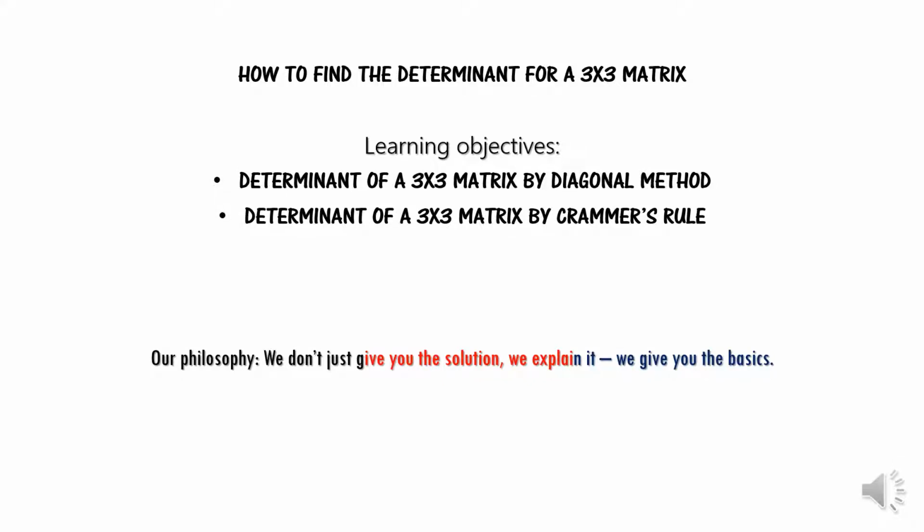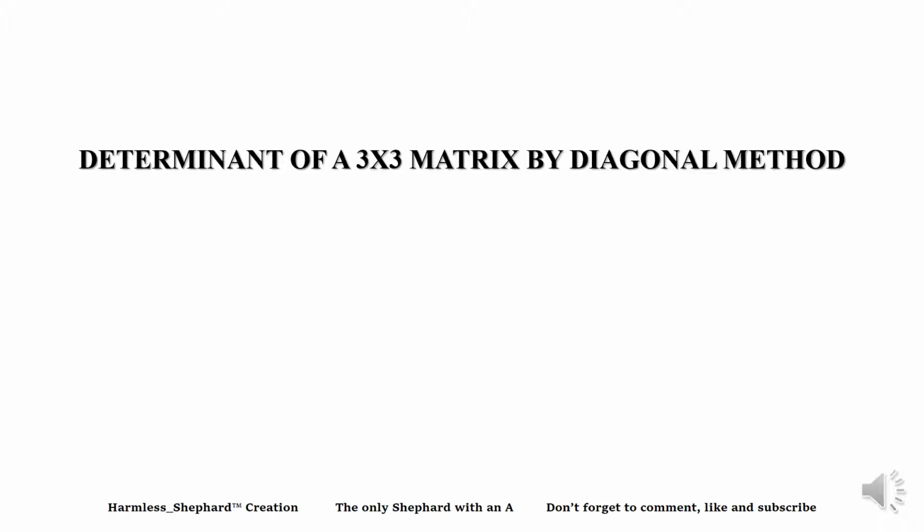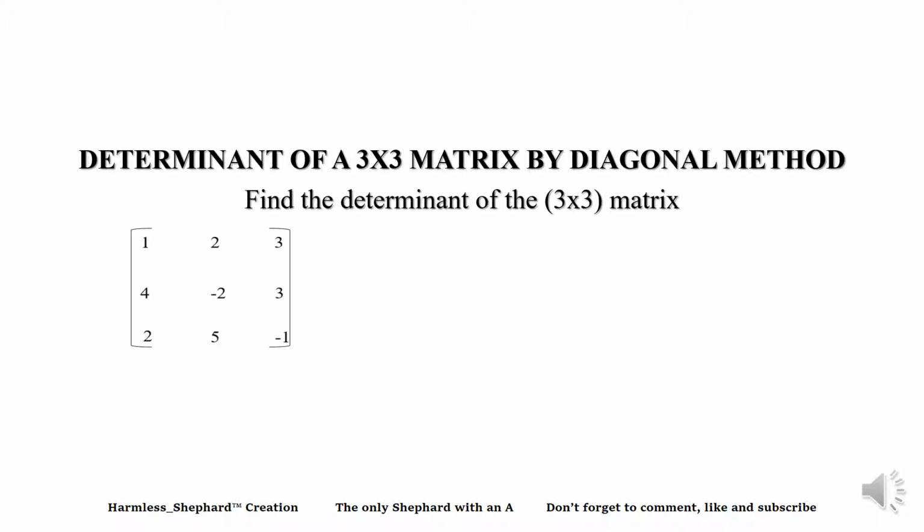Hello friends, today we'll learn how to find the determinant of a 3 by 3 matrix. The learning objectives we have is we'll find the determinants by diagonal method, and we'll learn to find the determinant by Cramer's rule. So first let's see how we can find the determinant of a matrix by diagonal method.